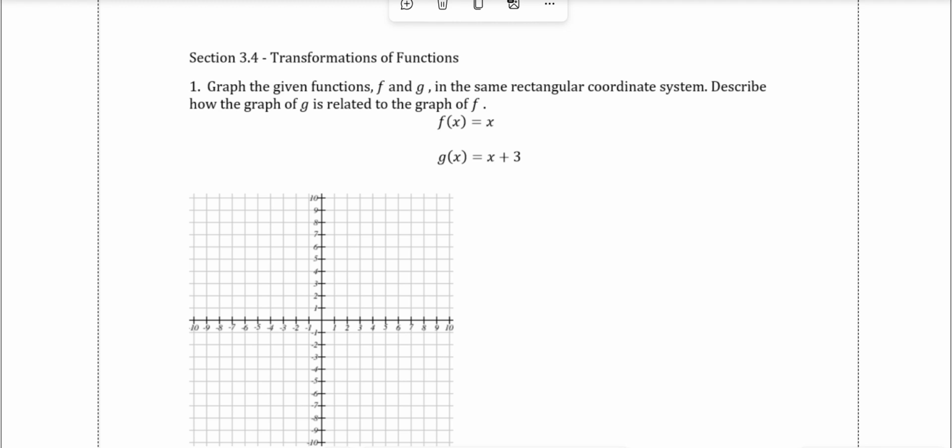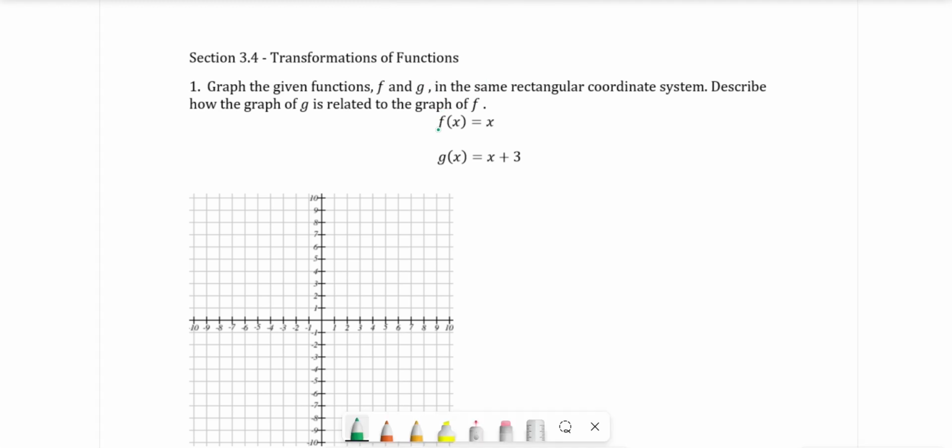In this section, we're going to learn how we can produce new graphs from a single parent graph by applying certain kinds of algebraic manipulations. We'll begin with the easiest kind, which is to simply take and add a value or subtract a value from our function. Transformations will begin by giving us a parent function, in this case, f of x equal to x, the so-called identity function. You give me an x in, I'll give you an x back.